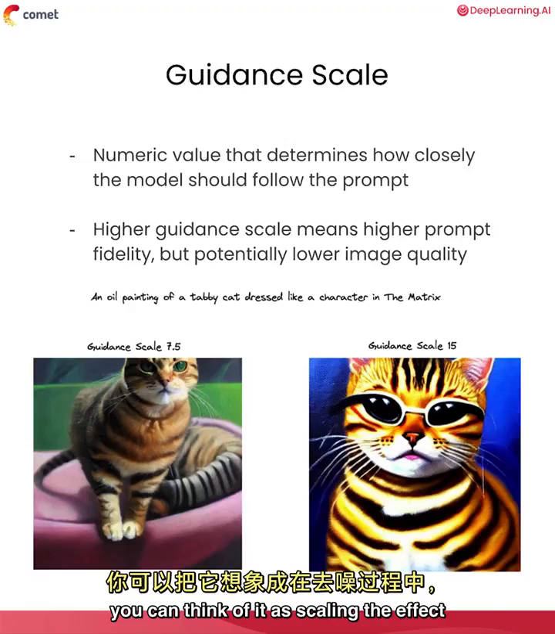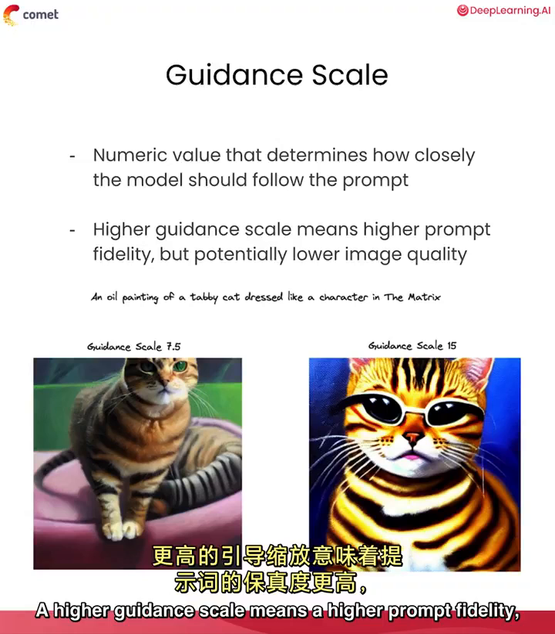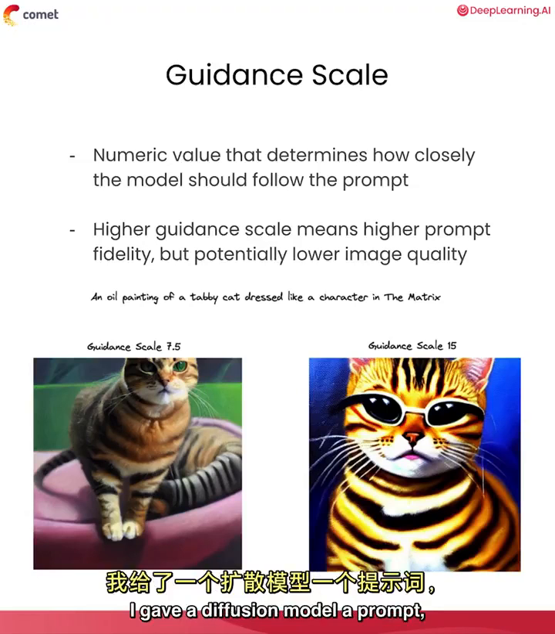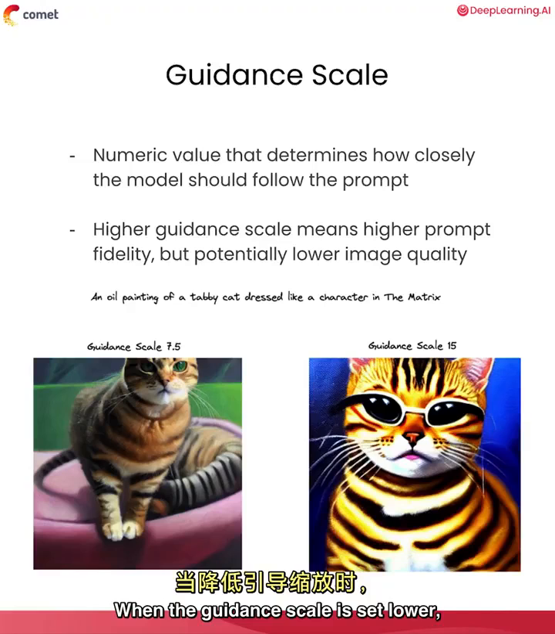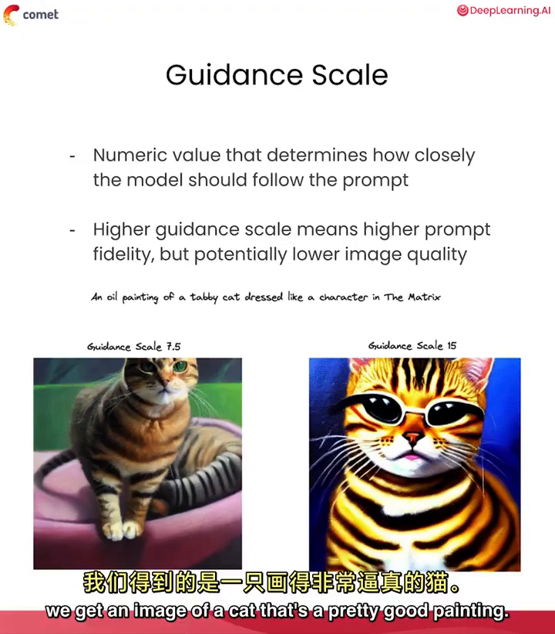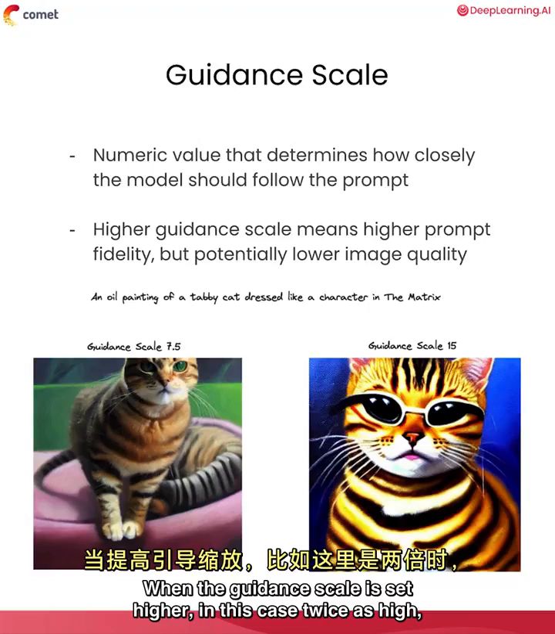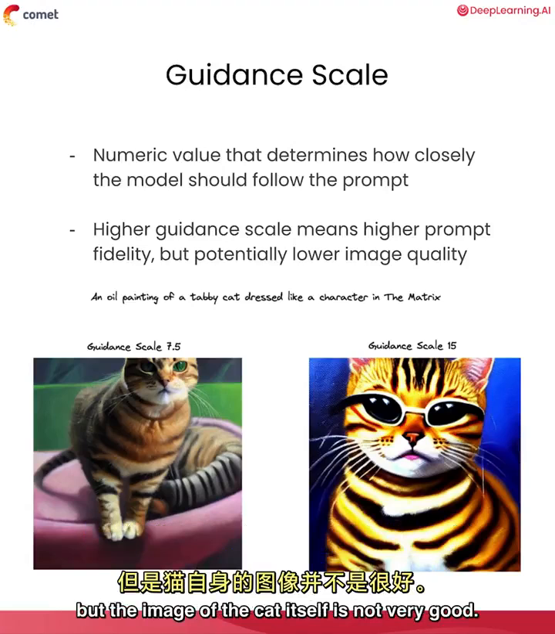Basically, you can think of it as scaling the effect that the text input has on the target distribution during the denoising process. A higher guidance scale means a higher prompt fidelity, but potentially lower image quality. You can see this example here. I gave a diffusion model a prompt, an oil painting of a tabby cat dressed like a character in the Matrix. When the guidance scale is set lower, we get an image of a cat that's a pretty good painting. However, there's not a lot of Matrixy things here. When the guidance scale is set higher, in this case twice as high, we get an image of a cat who has some Matrix-esque sunglasses going on, but the image of the cat itself is not very good.